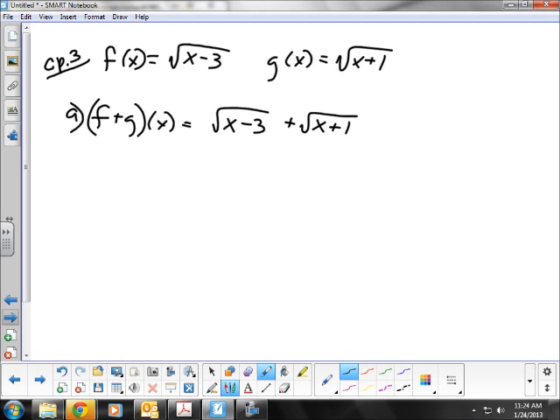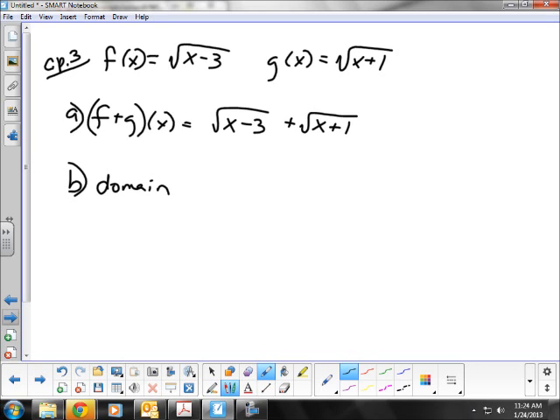Any like terms here that I can combine? Say no. Remember, for me to be able to combine square roots, the stuff under the square root has to look exactly the same. Right? So you're done with that, listing them just like that. Part B wants the domain.